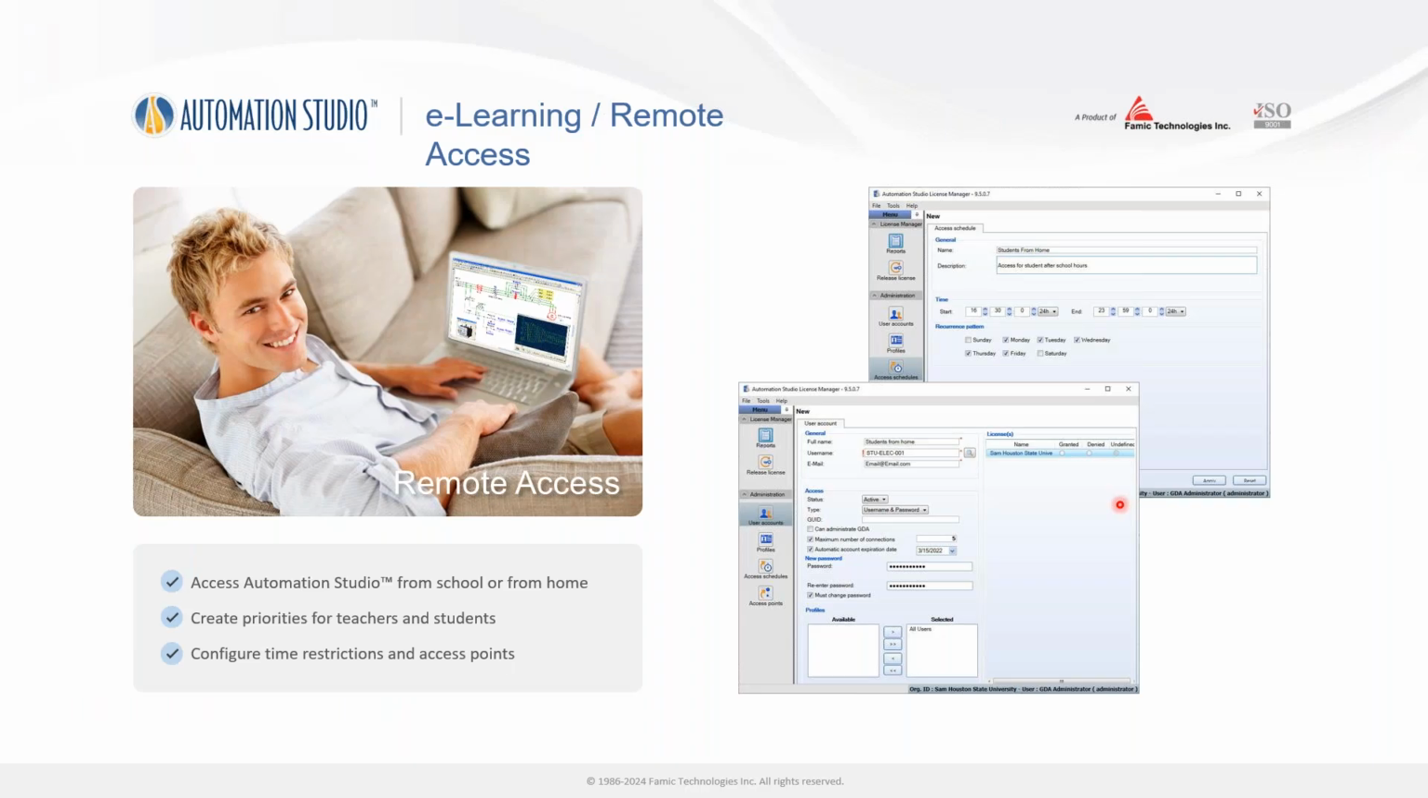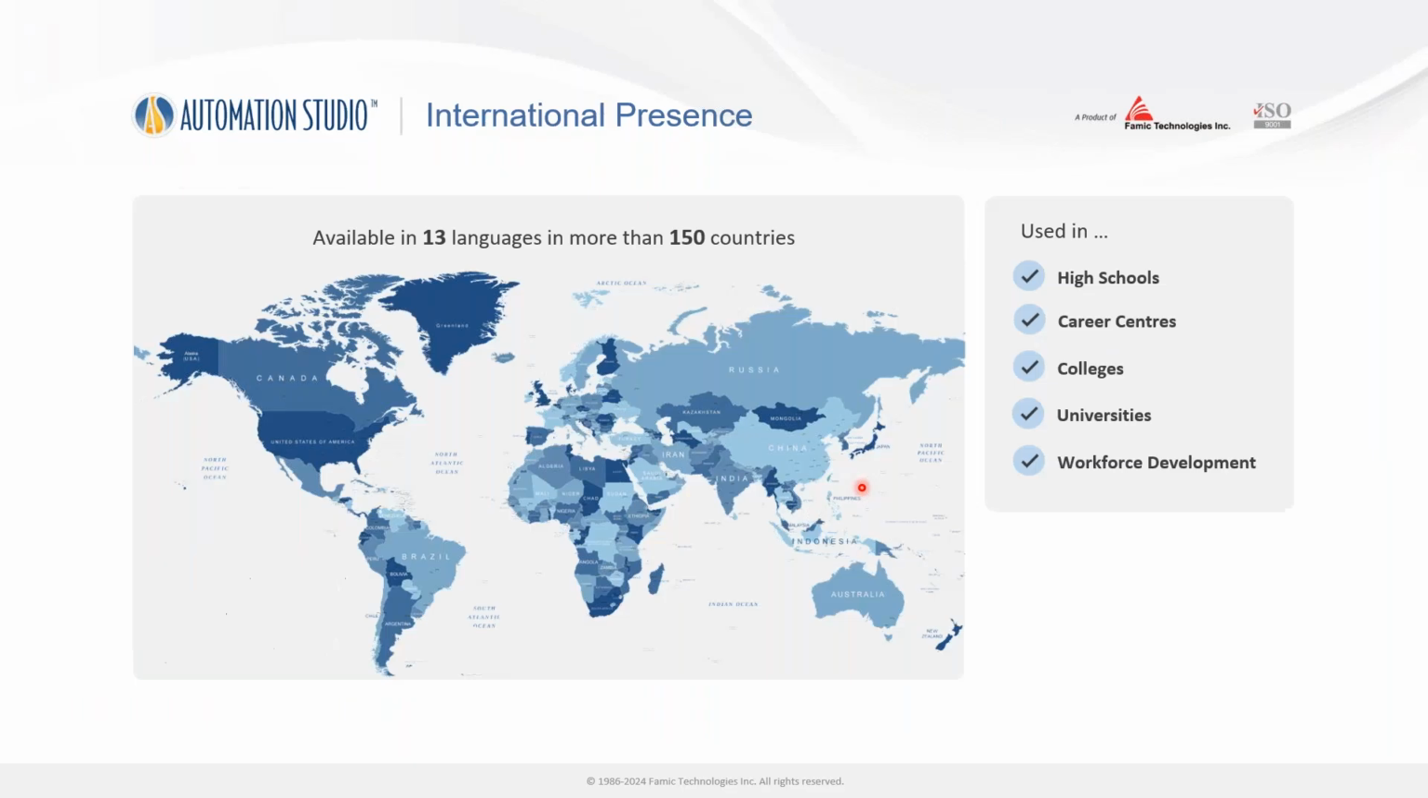Schools can also provide e-learning or remote access to students, and they can monitor the students at home. For example, if you want to give any project work or homework at home, you can provide the access of the software to students, and you can monitor them with the help of the license manager. So that is also possible.